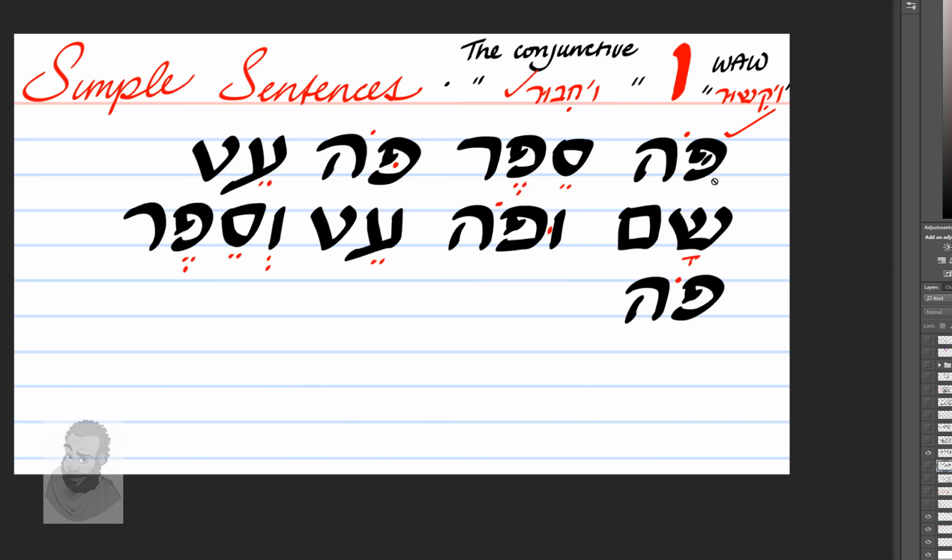So let's continue. Here we have po. Now remember, it's not fo until it either meets up with an aleph, a he, a yod, or wow, okay? That's the only time. So this is po and not fo. Po sefer, po et, sham ufo, et sefer po. And this should be po right here. There we go. Po sefer.